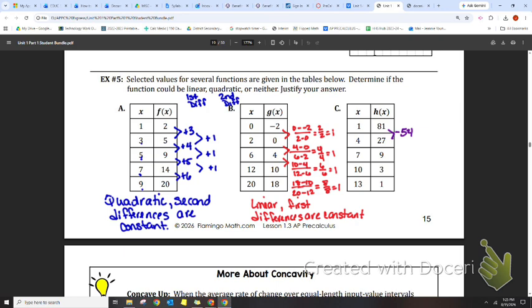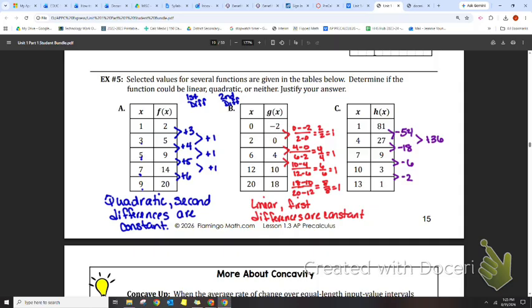And then 27 minus 9. So we would have to subtract 18 to get from 27 to 9. 9 to 3, we would subtract 6 to get there. And 3 to 1, we subtract 2. This is not linear. First differences aren't the same. Then check second differences. How do you get from negative 54 to negative 18? Well, I'm getting closer to 0, so I'm adding something. So I'm going to add 36.